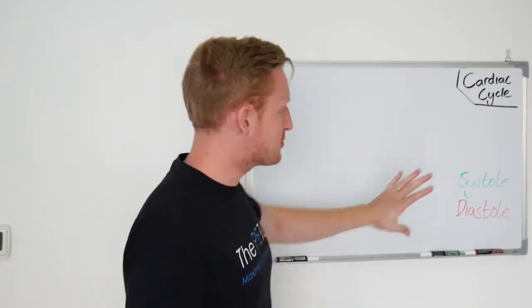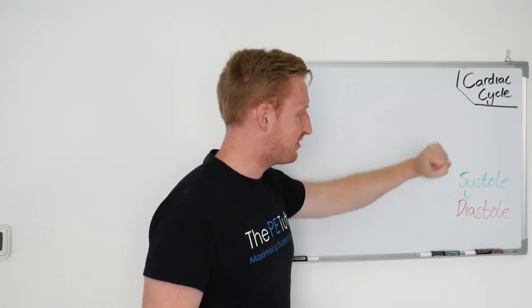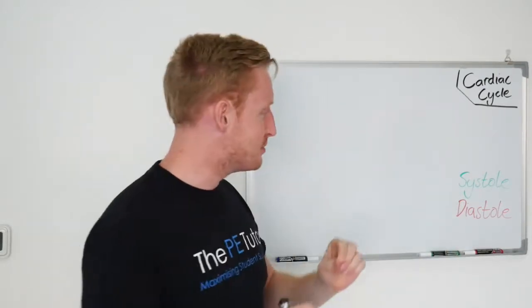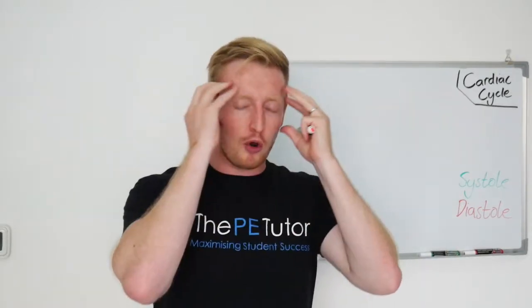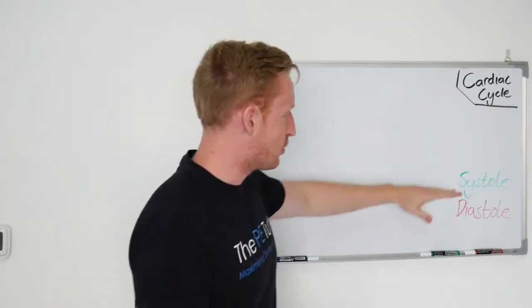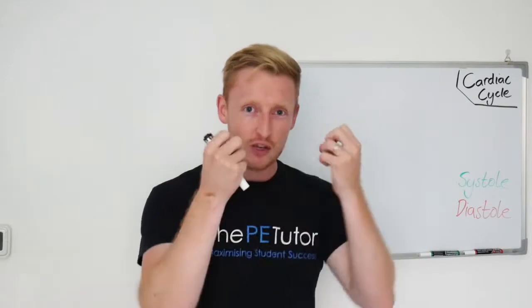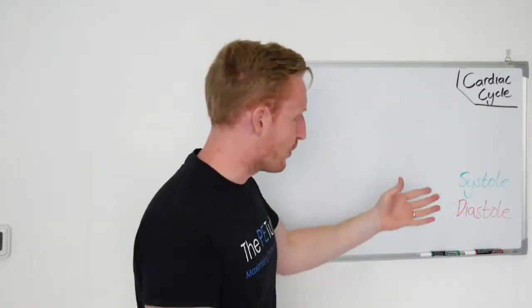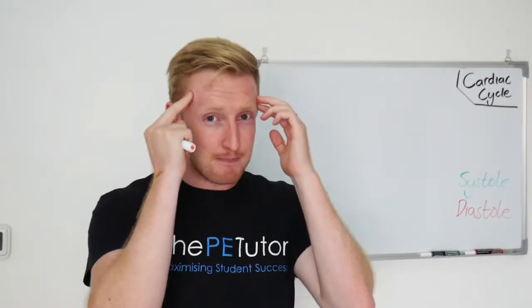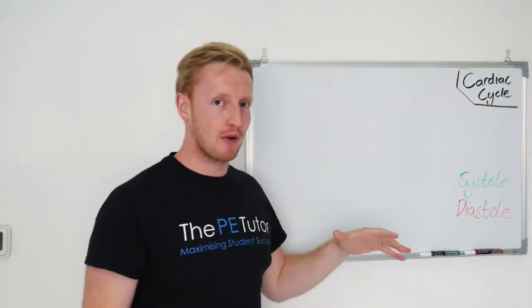Now I've got two words on here to start with, which are systole and diastole. And I'm going to come back to those later on, but what I want you to be thinking of straight away is green for go and red for no. Because systole means all action and diastole means all rest. Just bear that in mind as we go through the rest of this lesson.